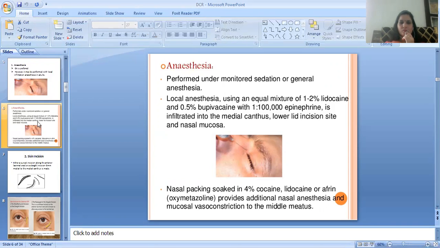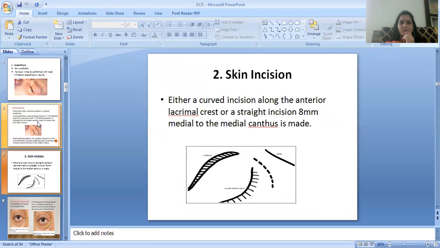Nasal packing soaked in 4% cocaine, lidocaine or ephedrine. Oxymetazoline provides additional nasal anesthesia and mucosal vasoconstriction to the middle meatus. Second step is the skin incision. Either a curved incision along the anterior lacrimal crest or a straight incision 8 mm medial to the medial canthus is made.